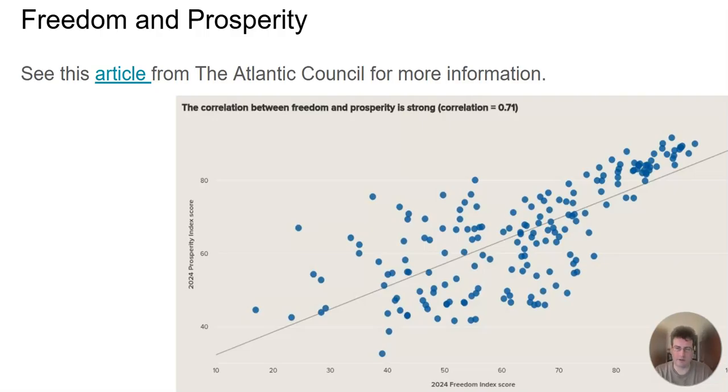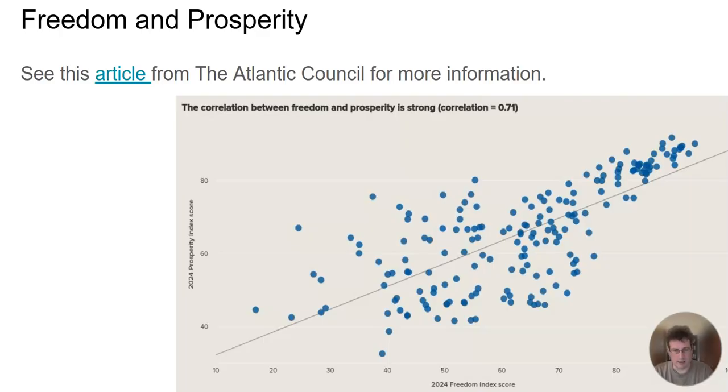And here I just put a little slide up that shows a correlation between freedom and prosperity. There's an article that I've linked to from the Atlantic Council that goes into this in greater detail if you want to take a look. But a lot of research has been done on the relationship between freedom and prosperity, democracy and prosperity. And there is a pretty strong correlation, right? The more democratic and the more free a society is, the more prosperous it's going to be, right? And if what we want is a prosperous society, we need a free society. And Dahl believes the best way to ensure a free society is to have a democratic system.